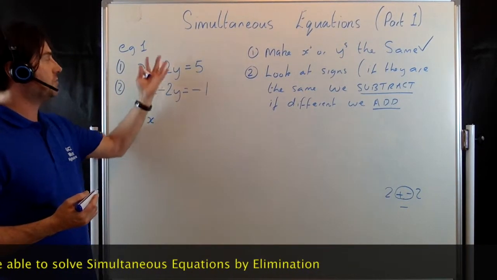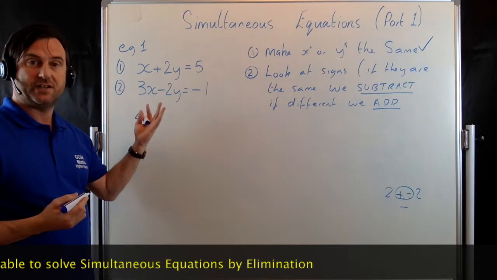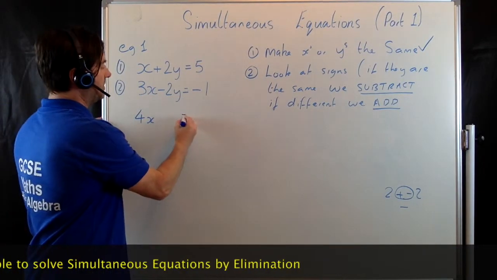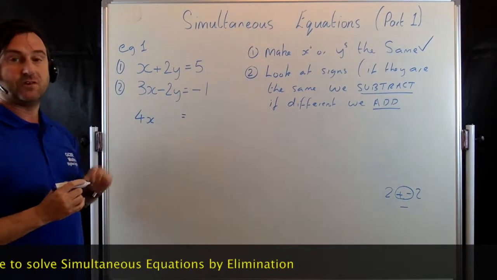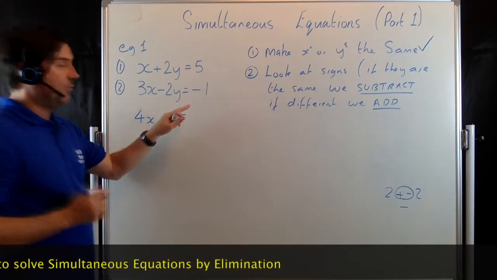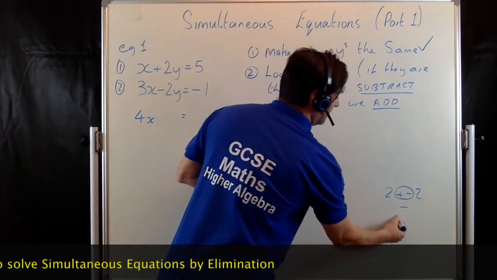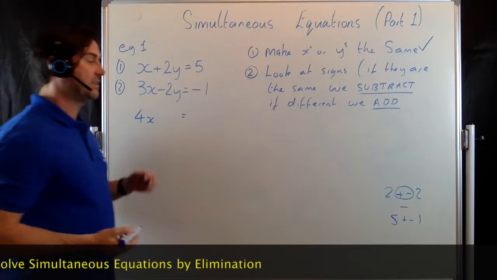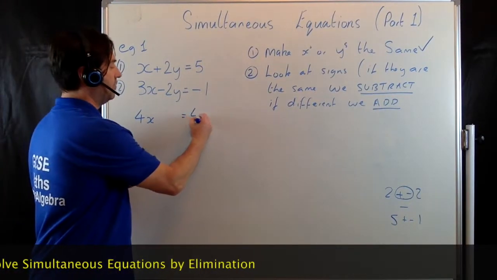What we've done is we've eliminated the y's, so they're no longer there. We don't write the 0, we just need to leave that blank because they've gone. And then 5, add negative 1, same type of thing. You've got 5 add negative 1, that becomes a subtract, so that gives us 4.